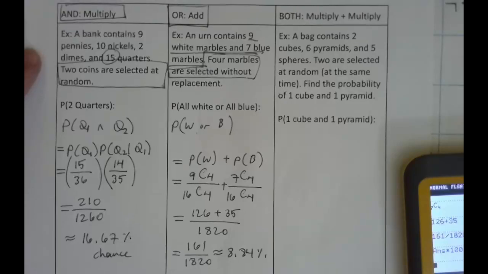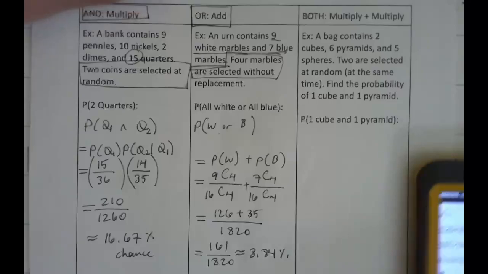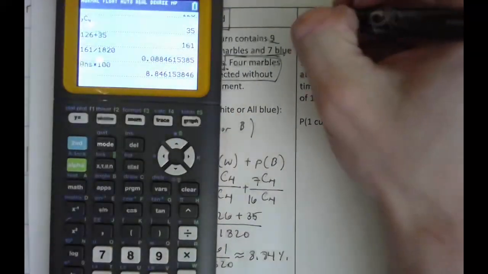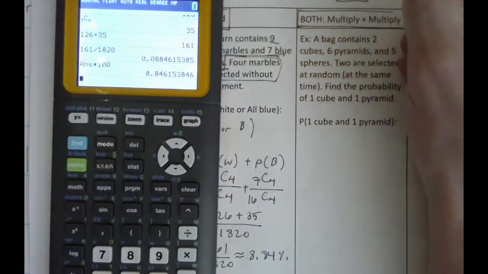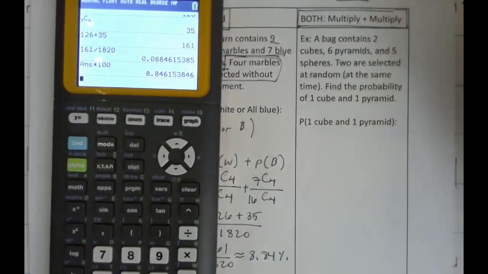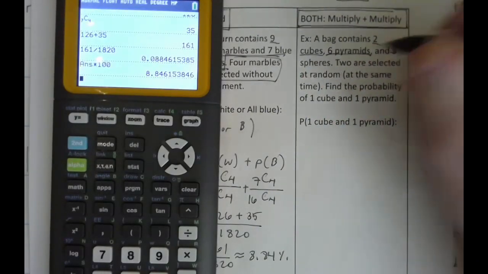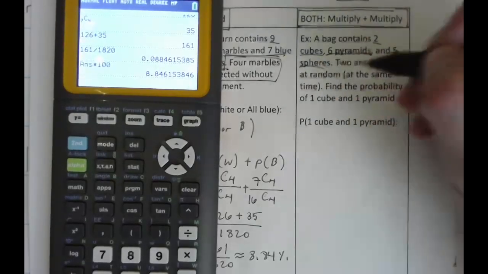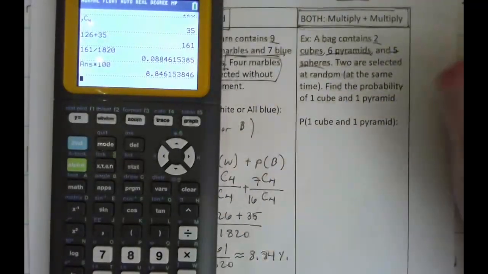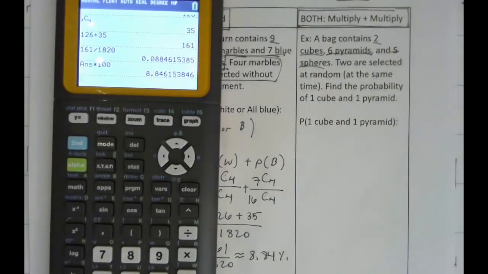Just that right there. Now let's try this last one. Let's see here. A bag contains... So this is a both. This problem is going to require us to break them up and do both. Alrighty. A bag contains 2 cubes, 6 pyramids, and 5 spheres. 2 are selected at random at the same time. Find the probability of 1 cube and 1 pyramid. Alrighty? So, what's the probability we get exactly 1 cube and 1 pyramid?